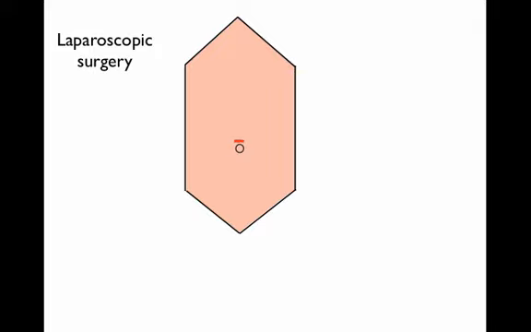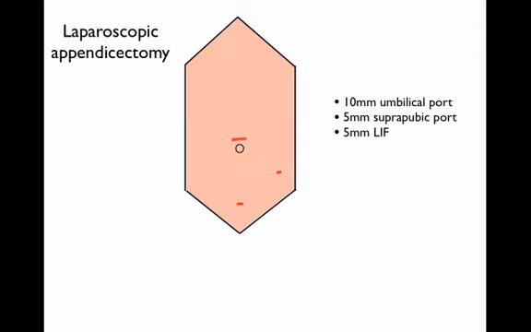However, common to most laparoscopic procedures is the umbilical port. This is frequently where the camera is inserted. It may be supraumbilical or infraumbilical. Now, the common one we'll see in clinical practice is the laparoscopic appendicectomy. Here we have a 10mm umbilical port, which again may be supra or infraumbilical, and also a 5mm suprapubic port and a 5mm left iliac fossa port site.